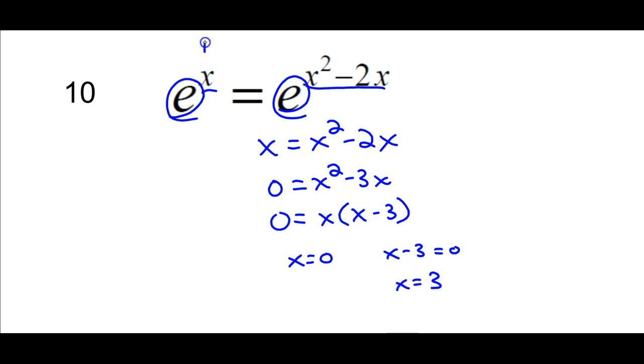If you put 0 in, you get 1 right there. You put 0 in here, you get 0 squared minus 0, which gives you e to the 0, which also equals 1, so that checks out. If you put 3 in over here, you get 9 minus 6, which is 3. e to the 3 equals e to the 3, so that works. So both of these are going to be your solution.